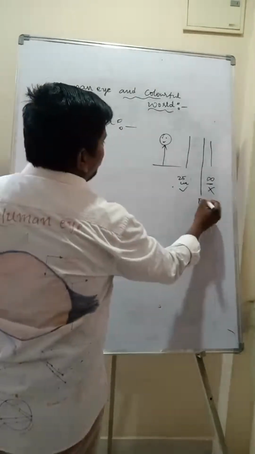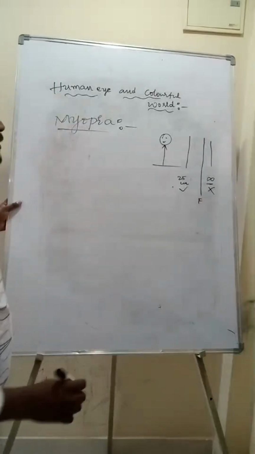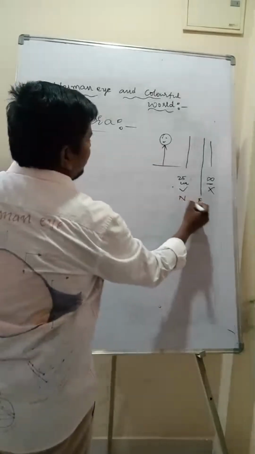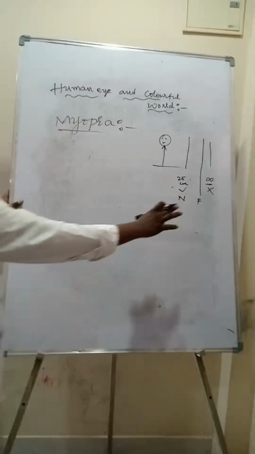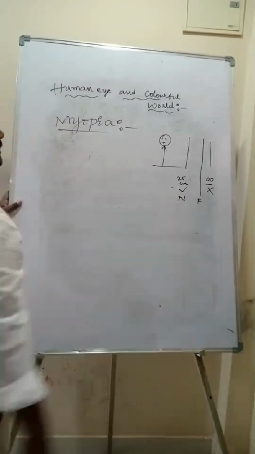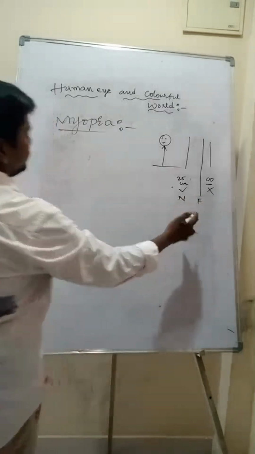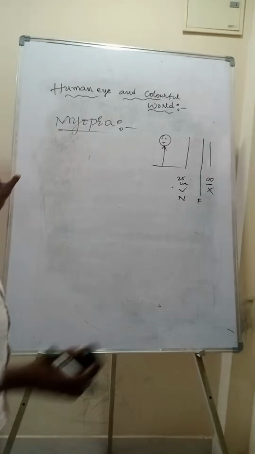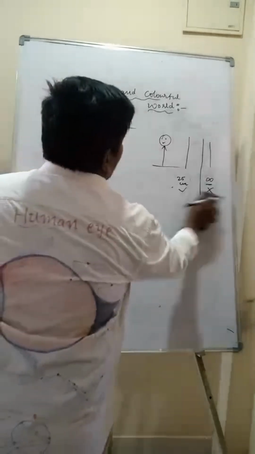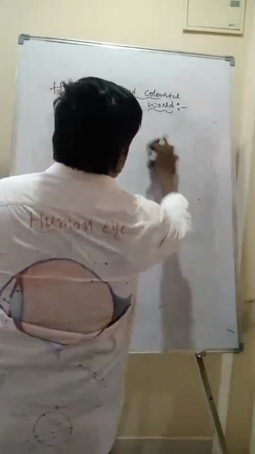So this is the far point of a myopic person, and this is the near point we are considering. Up to the far point only, he can see. He can't see beyond this point. So how to draw the image? In the form of diagrams. Now I will show you. Remember this point.